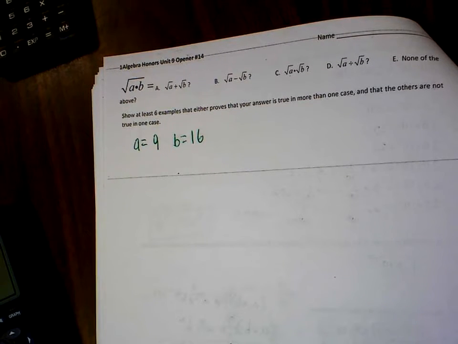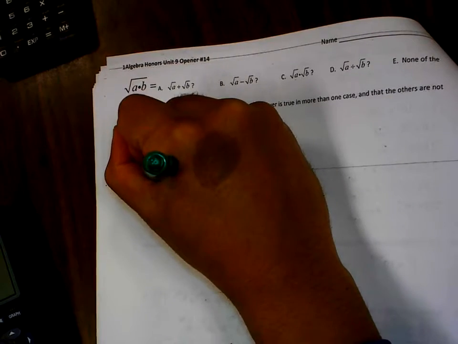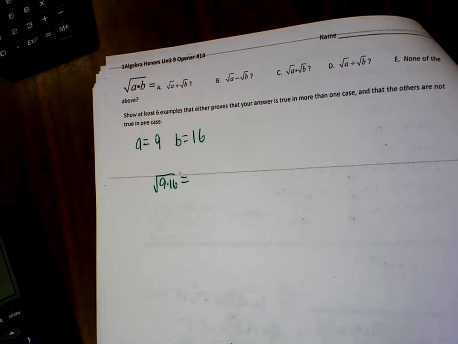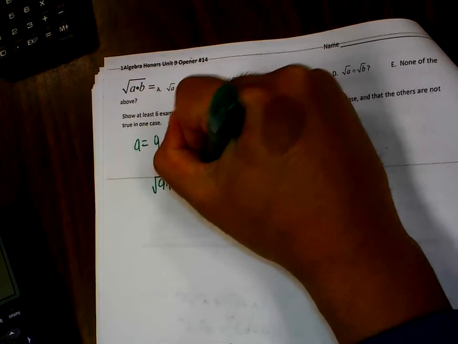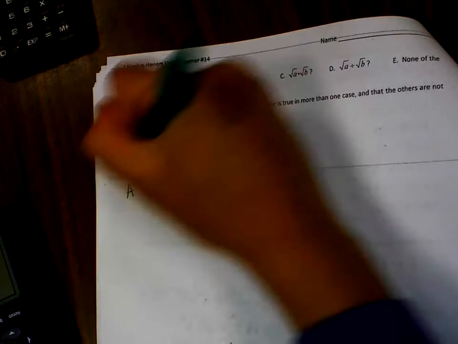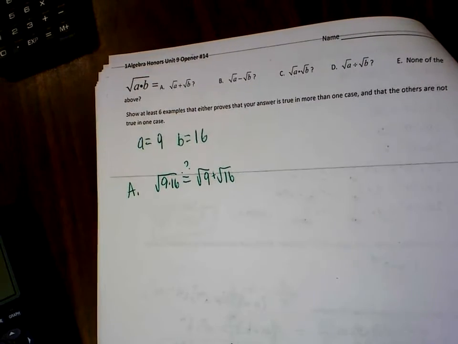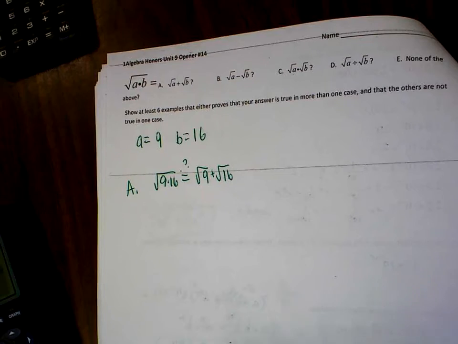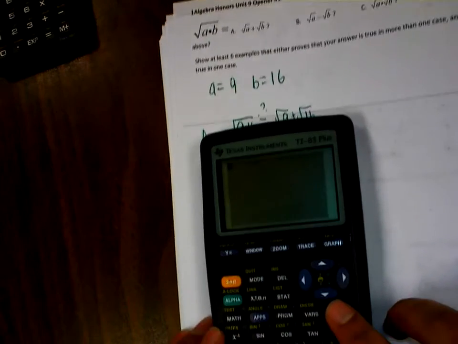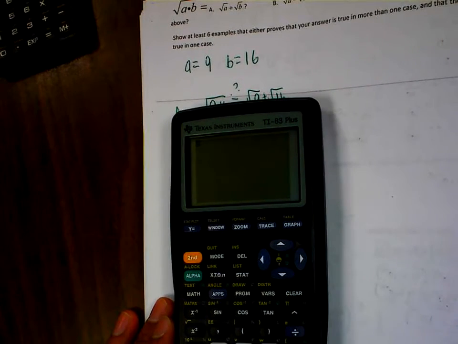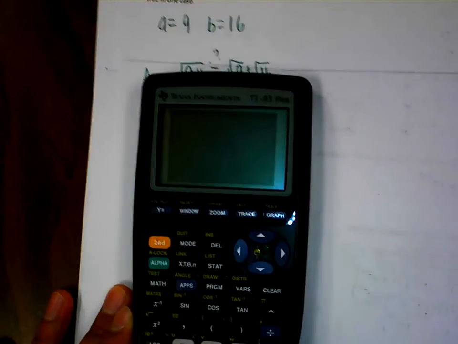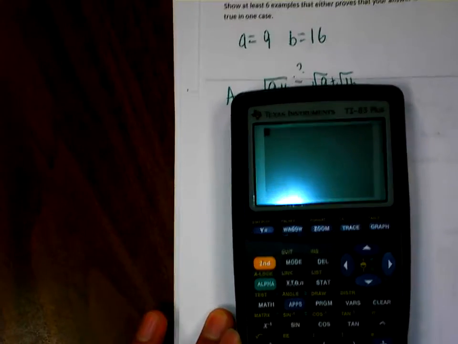So in case A, is the square root of 9 times 16 the same as the square root of 9 plus the square root of 16? That's my case A. Is that true? Well, let's compute what this is just so we can use this. And then we'll try different numbers to make sure that it's not just some weird thing that goes on with just these particular numbers.